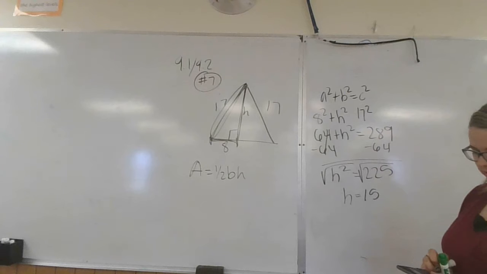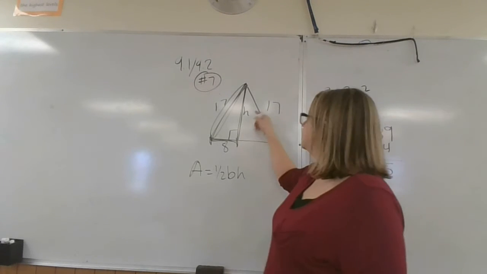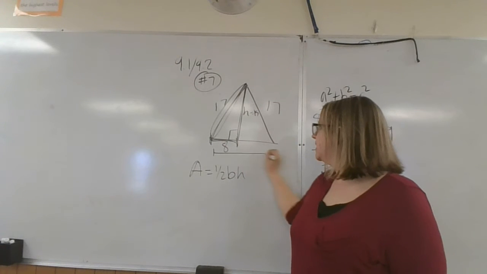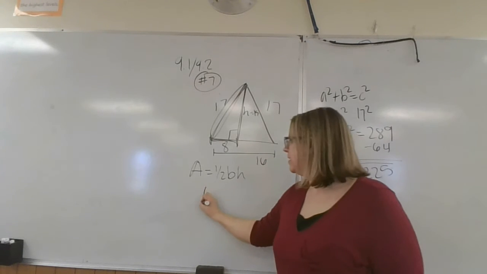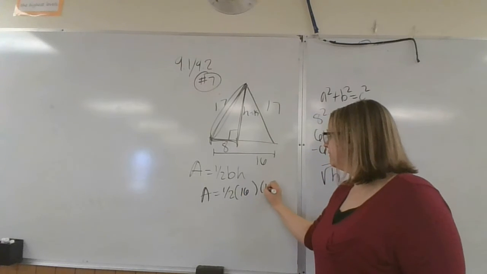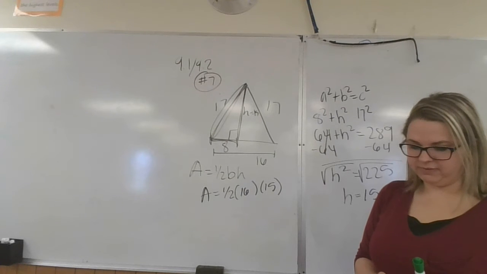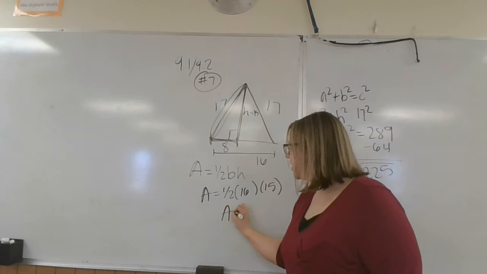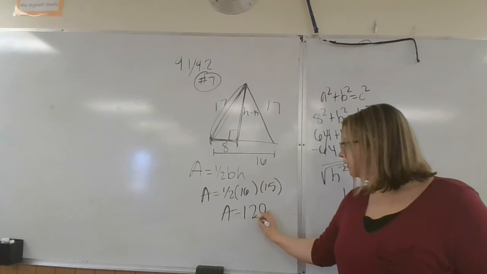Let me just make sure that that's right. Yep, 15. So now I have my height. My height here is equal to 15. So we have our base, a whole base here is 16, and I have my height. I can just plug that in now. Area equals 1/2 times 16 times 15. I put that in my calculator, 1/2 times 15 times 16, and I get 120. So your area is equal to 120, and you are done.